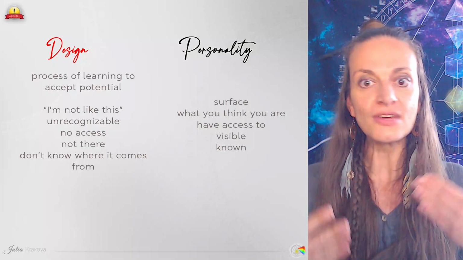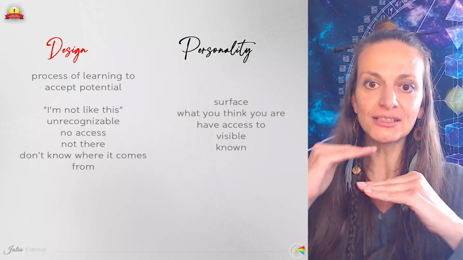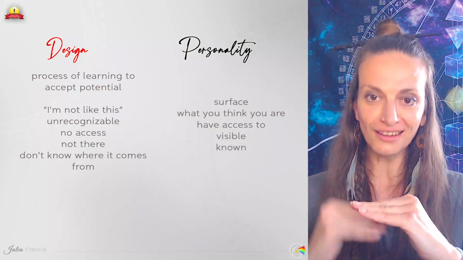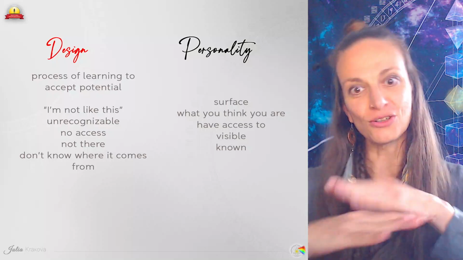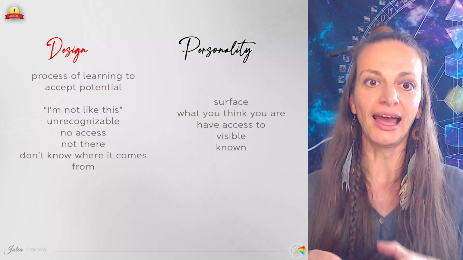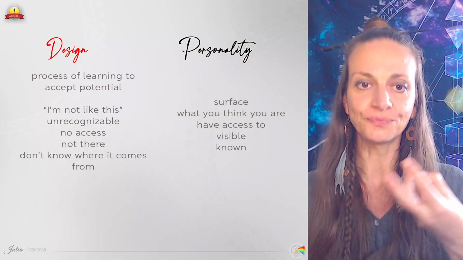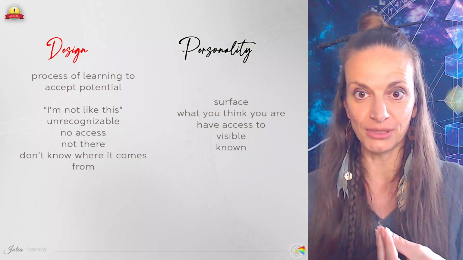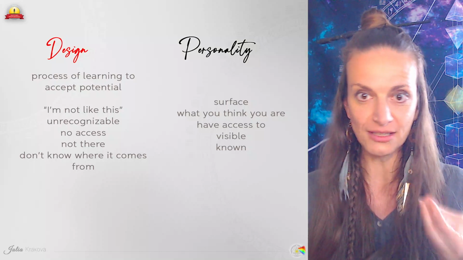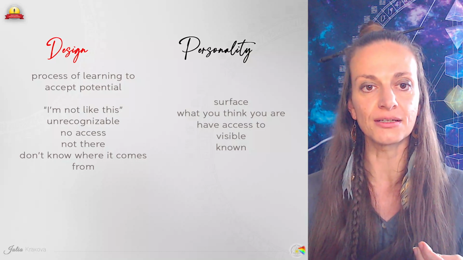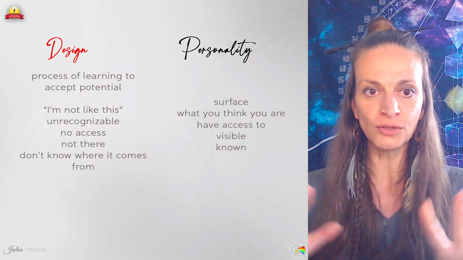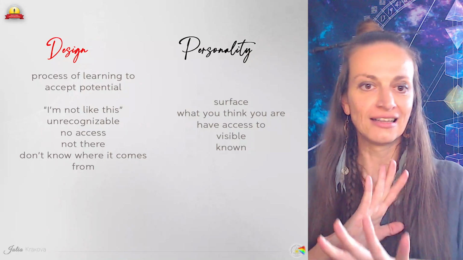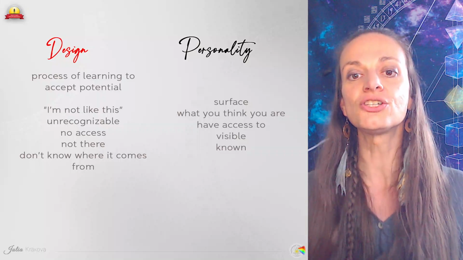Even though it's visible, the mind brings interpretation. That's why we say it's something that you think that you know, and not just something you know. And design is a process of learning to accept the potential. It's not so easy. I'll give you an example in a second. Because the mind is like, no, it's not about me. I don't want it, I'm not interested, leave me alone. There's always rejection of the red side.